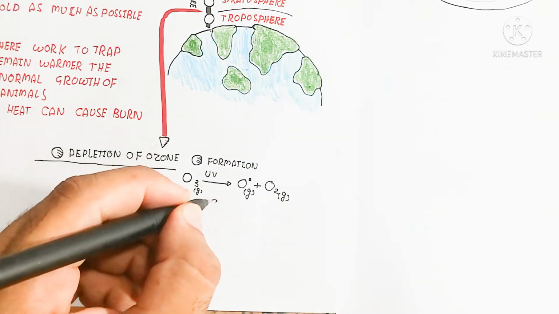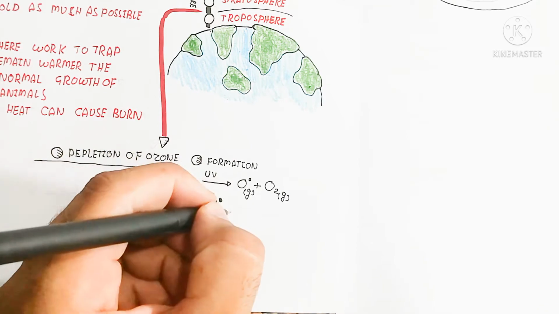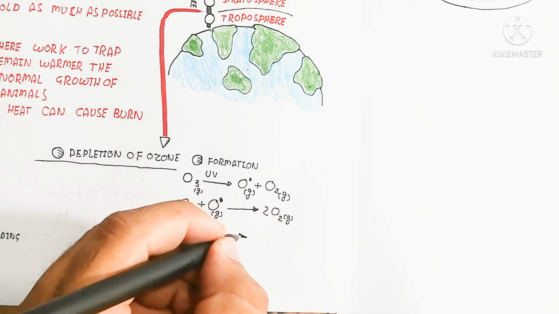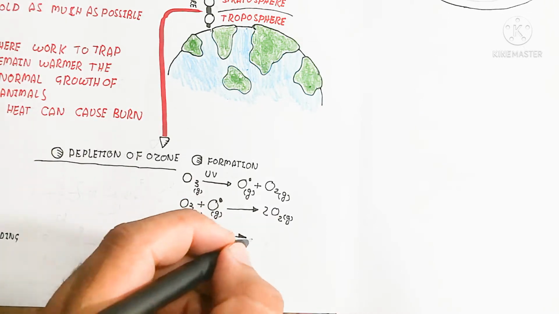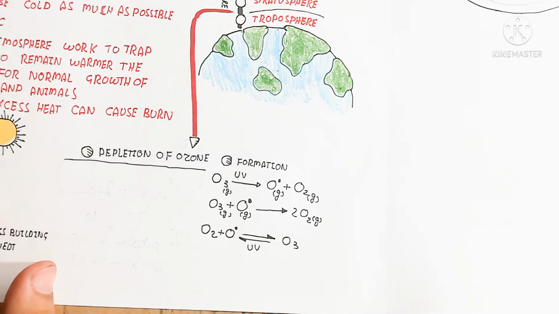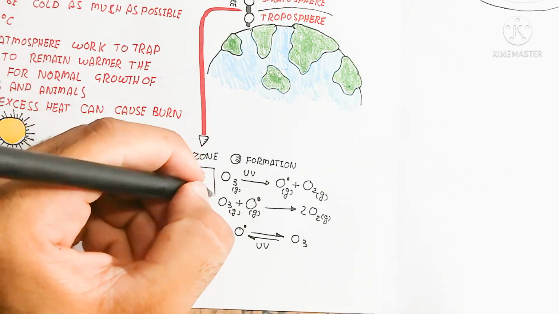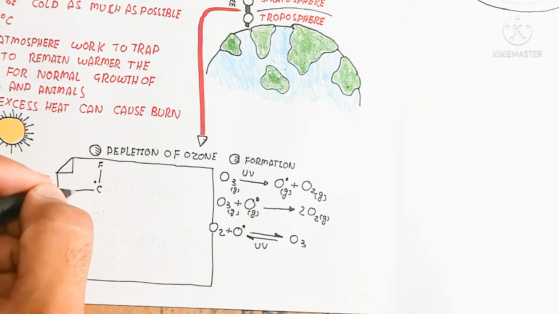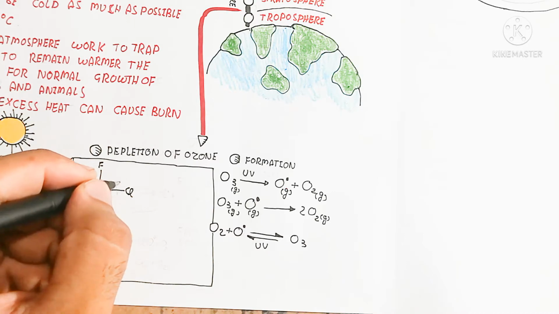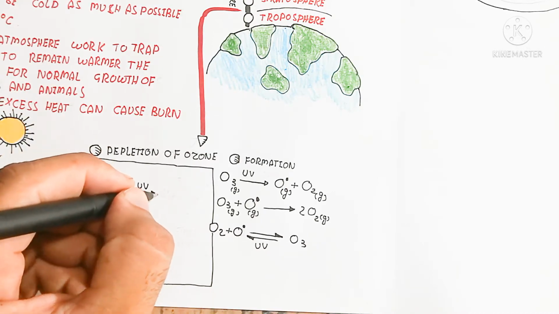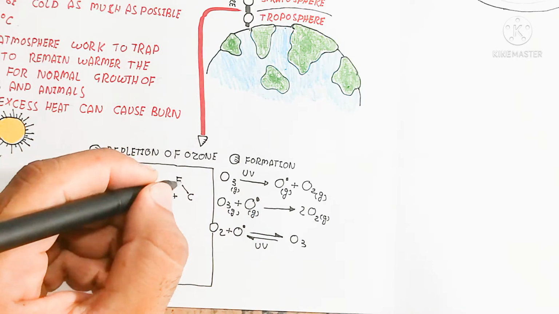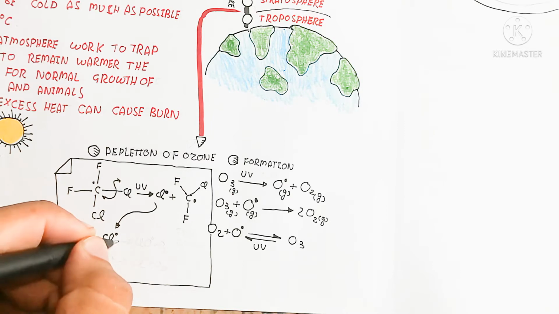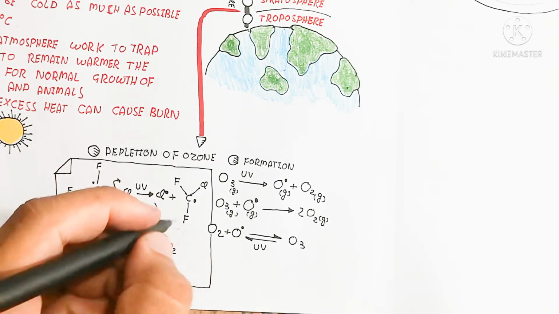So the depletion of ozone; first we will discuss the formation of the ozone layer. Here is O3, which dissociates, and a free oxygen radical is formed along with oxygen. Then this oxygen binds with the free radical of the oxygen atom to again produce two molecules of oxygen, and these two molecules of oxygen again attach with a free radical to produce the ozone layer by the activation of UV light.